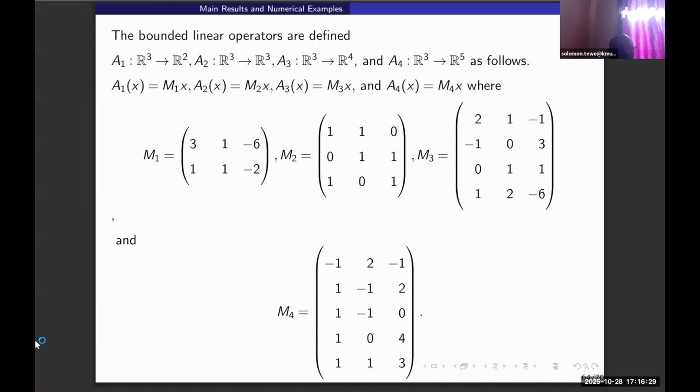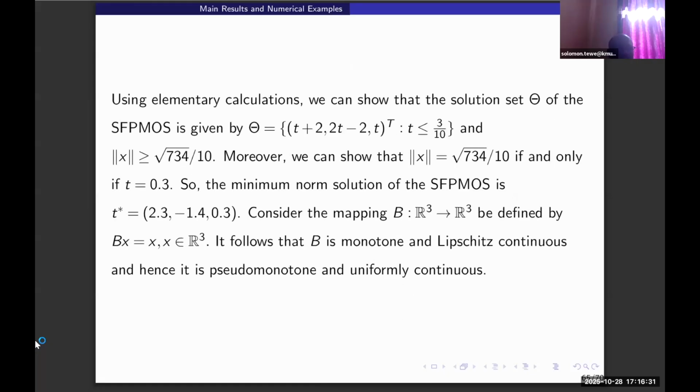Then by using elementary calculations, we can show that the solution set Omega here can be given by this. And we can find that the norm of x is always greater than or equal to the square root of 734 over 10. And we can show finally that the solution set is equal to this one if and only if t is 0.3. So the minimum norm solution of the split feasibility problem with multiple output sets is given by t star, which is given here.